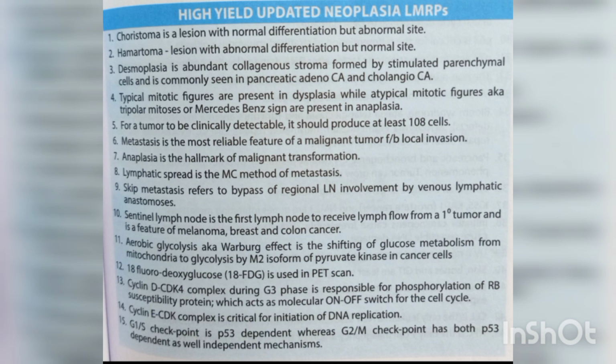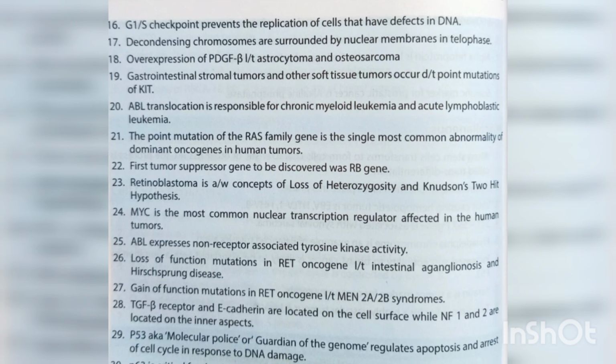Cyclin D, CDK4 complex, during G1 phase is responsible for phosphorylation of retinoblastoma susceptibility protein, which acts as a molecular on-off switch for the cell cycle. Cyclin E CDK complex is critical for initiation of DNA replication. G1/S checkpoint is P53 dependent, whereas G2/M checkpoint has both P53 dependent as well as independent mechanisms. G1/S checkpoint prevents the replication of cells that have defects in DNA. Decondensing chromosomes are surrounded by nuclear membranes in telophase.